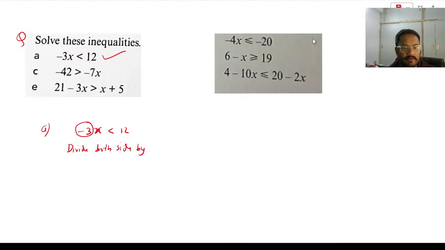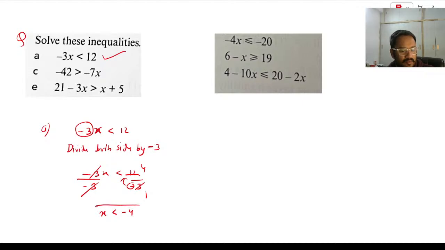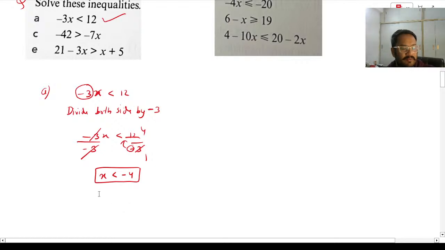minus 3. Why minus 3? Because if we don't divide by minus 3, then it will be a problem. So minus 3x is less than 12. So we divide by minus 3, so that I can eliminate this minus 3. Minus 3 and minus 3 cancel, and then 12 divided by minus 3. So now this minus will go to the numerator. So x should be less than minus 4. Sorry, not less than or equal to, x should be less than minus 4, right?